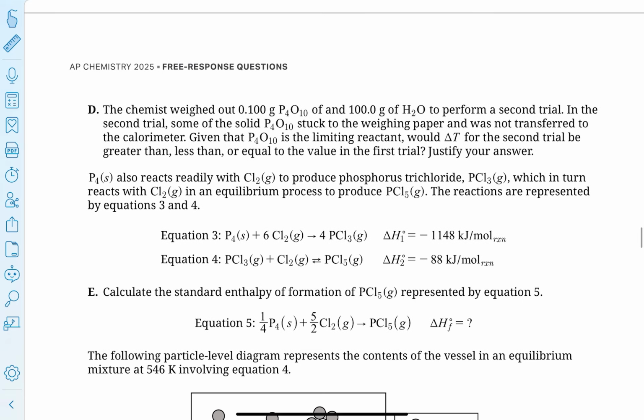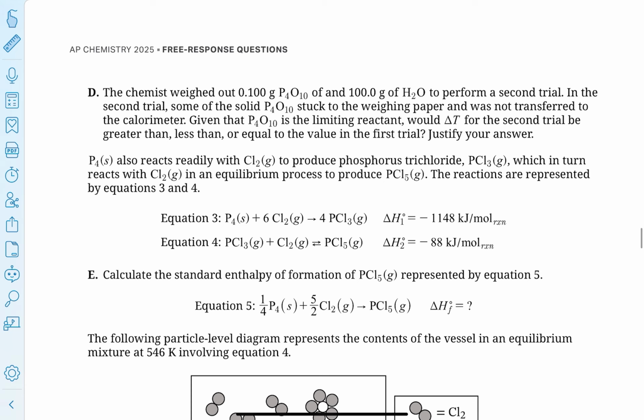Let's move on to D. This is a long question, right? Lots of components. Okay, question D. So what if you did this calorimetry experiment and you weighed out the 0.100 grams of P4O10 and the 100 grams of water? But in your second trial, some of the solid got stuck to the weighing paper and it was not transferred to the calorimeter or the water. So given that P4O10 is the limiting reactant, would delta T for the second trial be greater than, less than, or equal to the first trial?